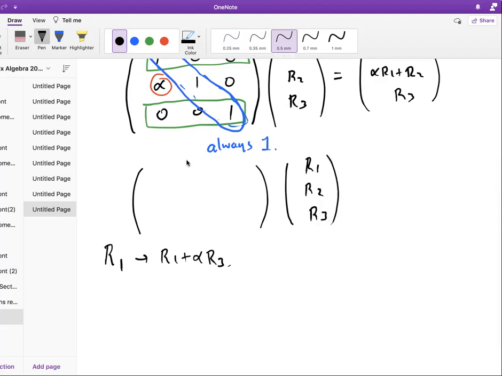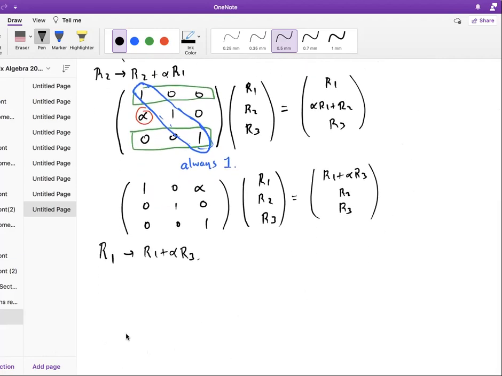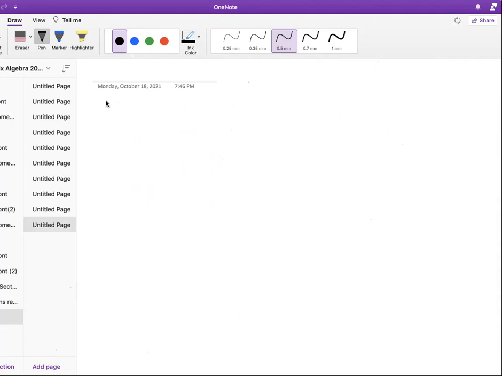Is that a 0? Yeah. 1, 0, alpha. And then everything else is the same. Yep, this is row 1 plus alpha row 3. All right, cool. So everyone okay with that? The type operations? All right, so just for the challenge, let's do a 4x4.